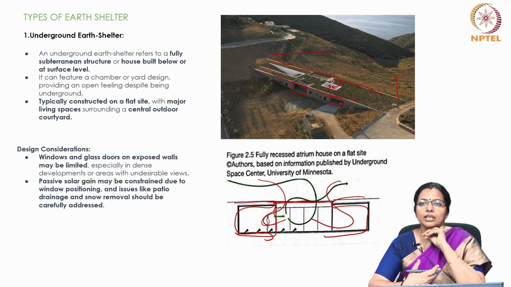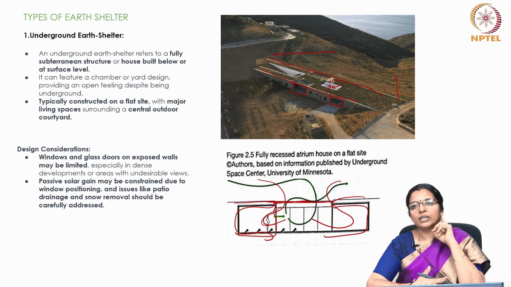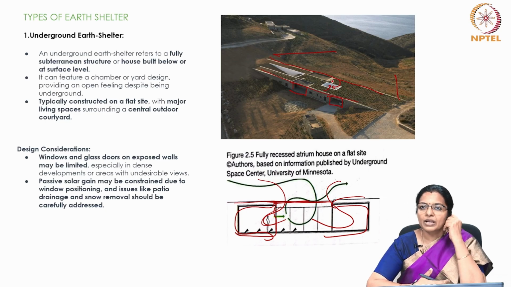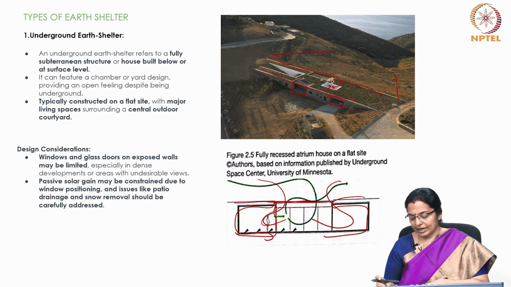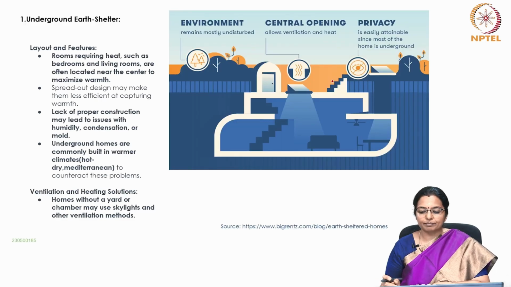So, the windows and glass doors on the exposed walls are limited, especially in dense development or areas with undesirable views. Passive solar gain may be constrained due to window positioning, and issues like patio drainage and snow removal should be carefully addressed in this kind of berming.